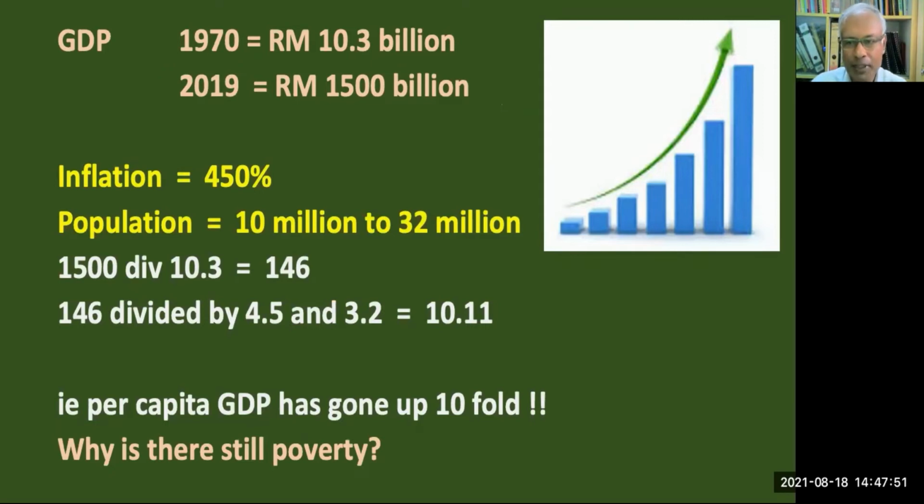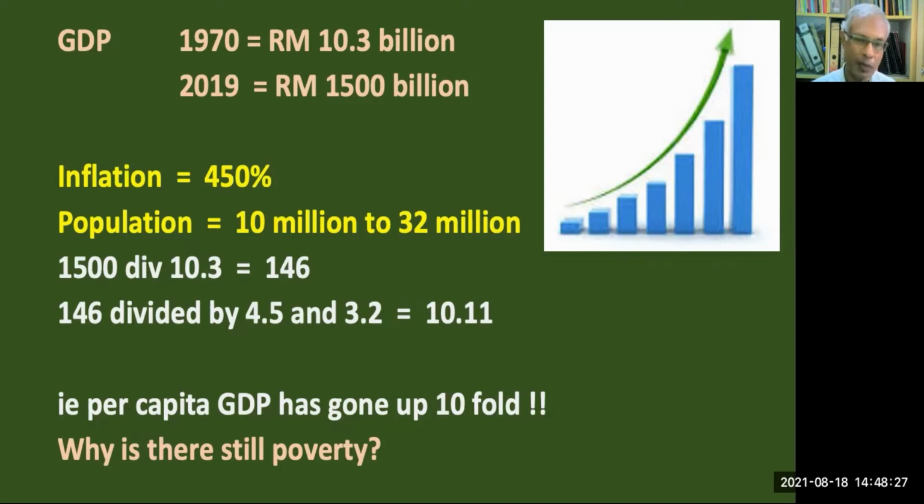If you look at Malaysia, look at the chart on the right, that's how our GDP has been growing and our per capita income has been growing. Our GDP, gross domestic product, in 1970 was 10.3 billion ringgit at that time. In 2019, it went up to 1.5 trillion, otherwise 1,500 billion. So if you divide 1,500 by 10.3, you get 146, right?